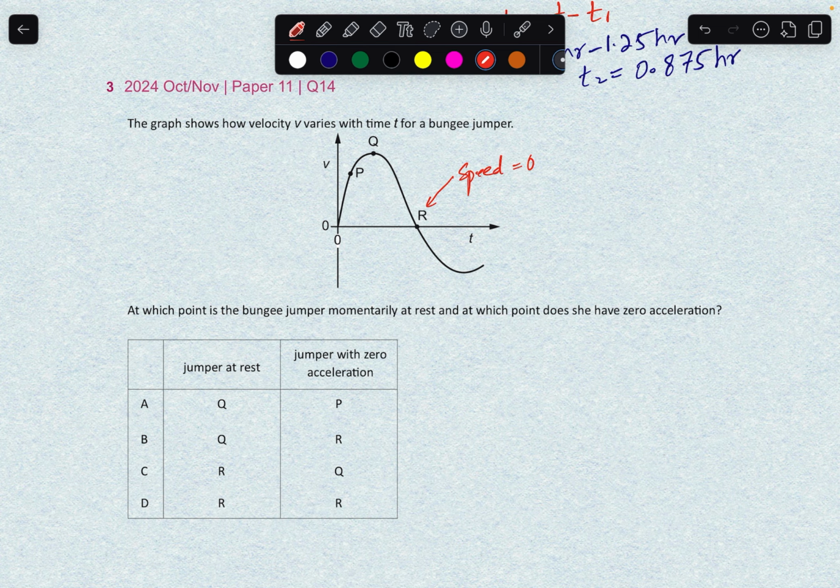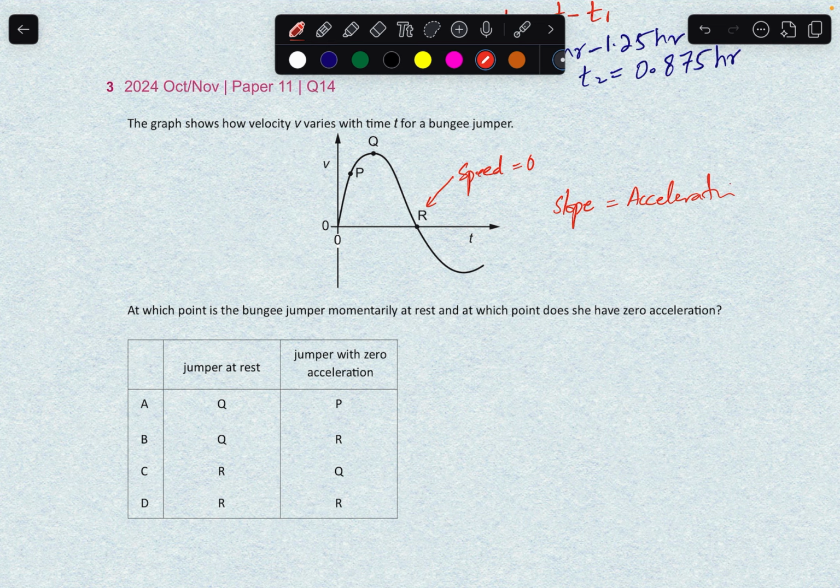If you see all the other points, the speed is positive at some and negative at others, but it's not zero. This is the only point where the velocity is zero. Now you have to tell the acceleration as well.